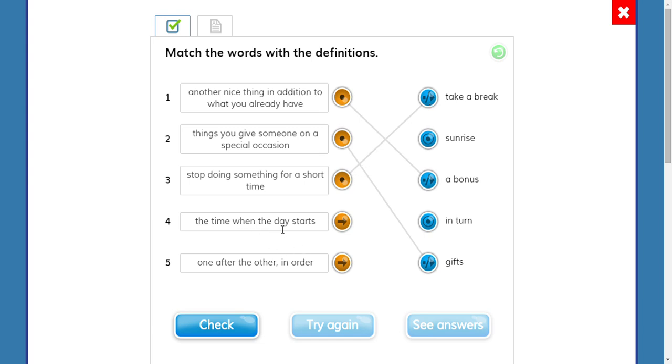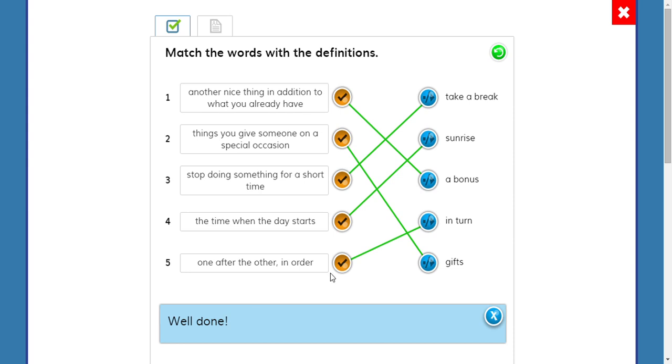The time when the day starts. In the morning. Yes, the sunrise. And finally, one after the other in order. So imagine you go to the bank, you make lines, you're waiting for a turn, no? One after the other in order, in turns. Now let's check your answers. Good job. Now this is a very easy activity, so you can stop the video, I always say, and then you can continue watching.